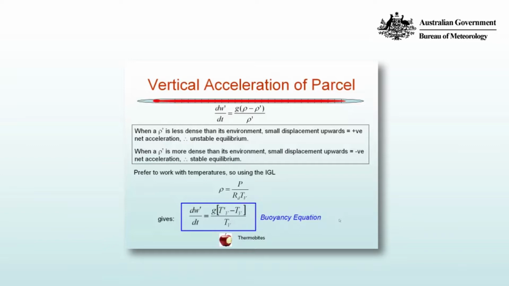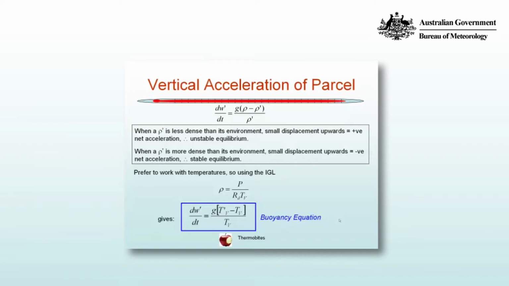So here's our equation, and I've more or less said this already. When a parcel has a density that's less dense than the environment, then a small displacement upwards will give a positive net acceleration, and so we say that's unstable equilibrium. A small vertical displacement results in upward motion of the parcel. When ρ' is more dense than its environment, a small displacement upwards will result in a negative net acceleration. So it's a stable equilibrium.